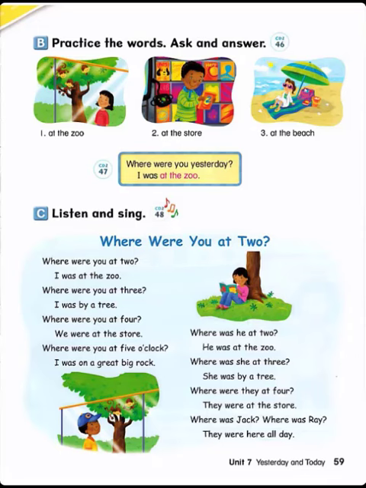Page 59. B. Ask and answer. Where were you yesterday? I was at the zoo. Number 1. Where were you yesterday? I was at the zoo. Number 2. Where were you yesterday? I was at the store. Number 3. Where were you yesterday? I was at the beach.